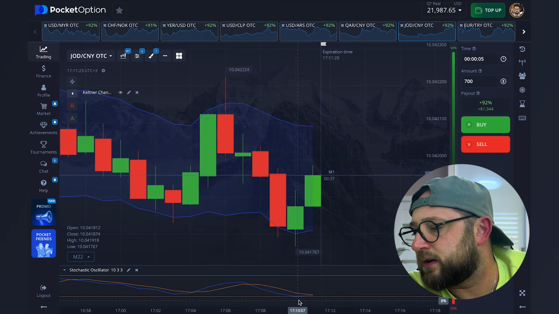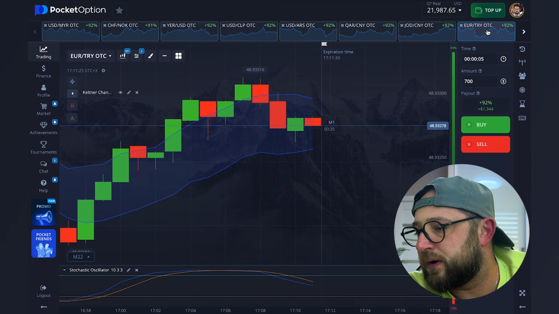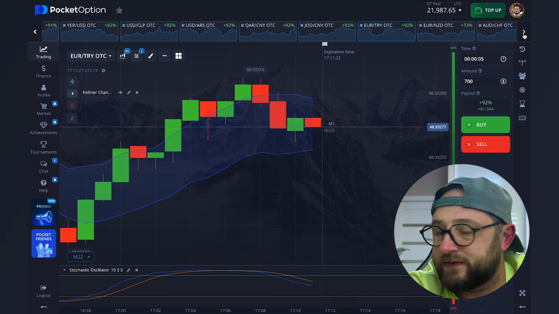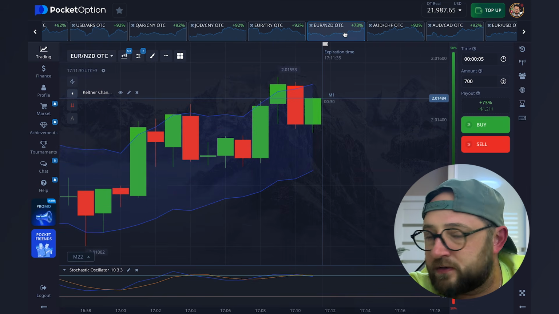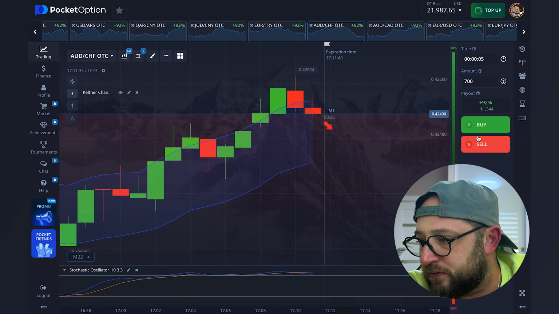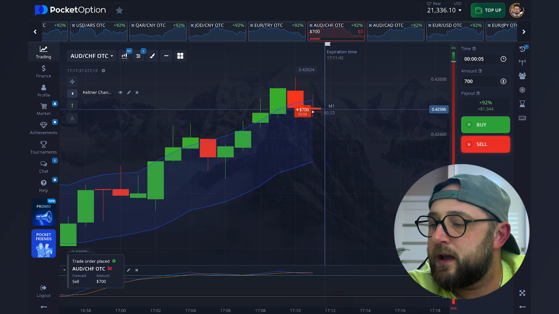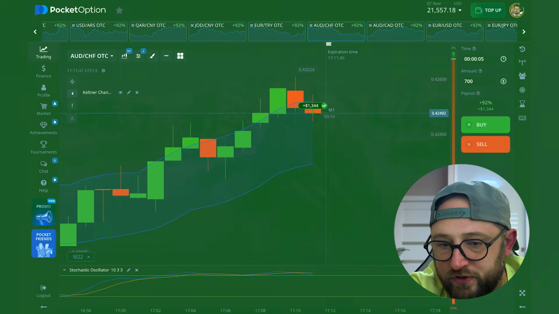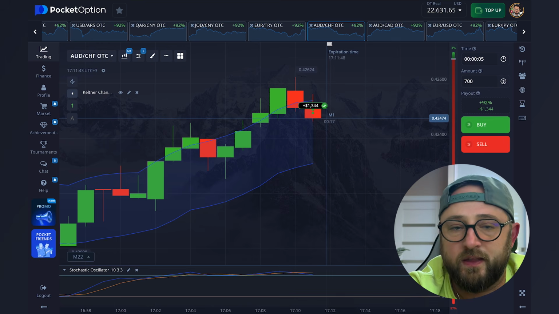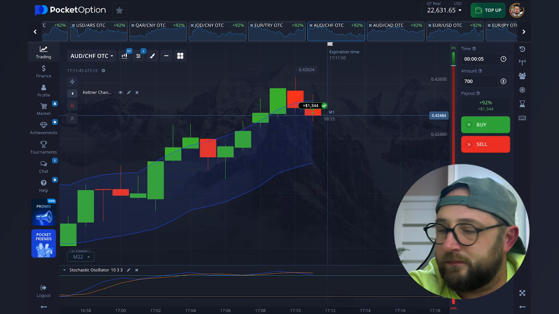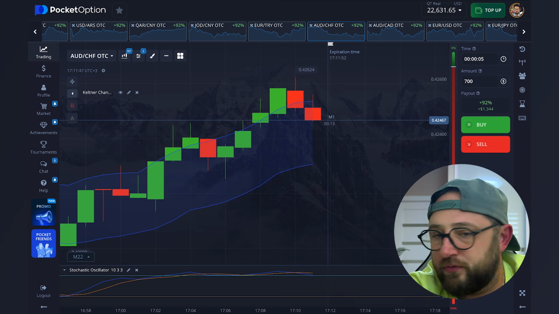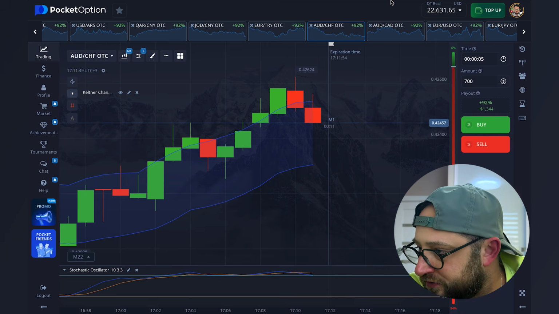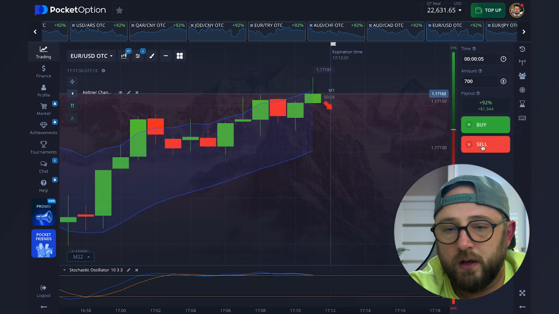And here, clean crossover, but the candle is too far from the borders. So you see, we need 2 indicators confirmed. Like here, crossover plus, open for 700 here. Sell position. Great, great win. Okay, guys, 22,630 now.